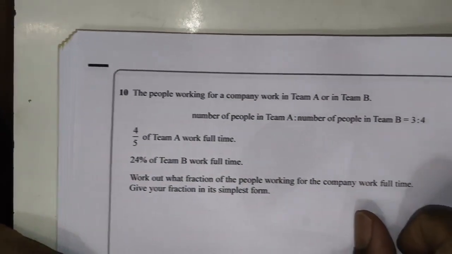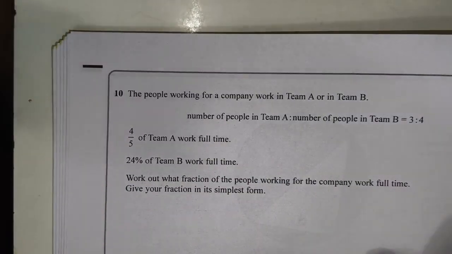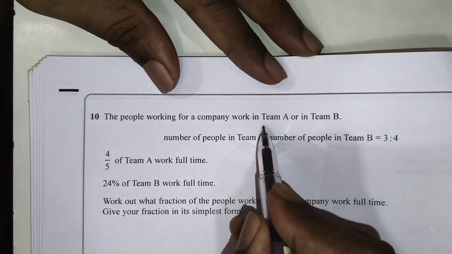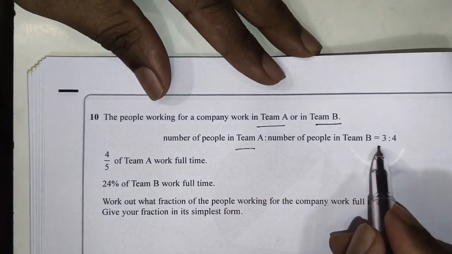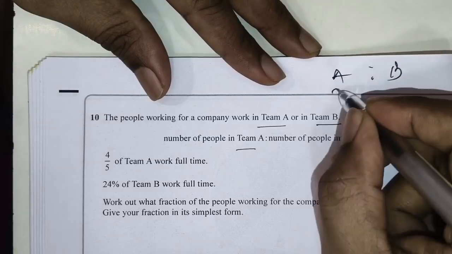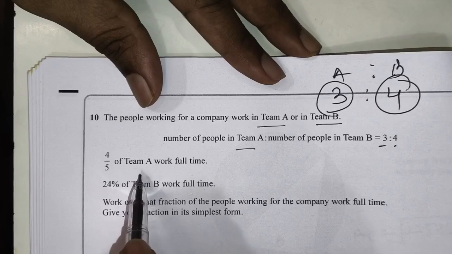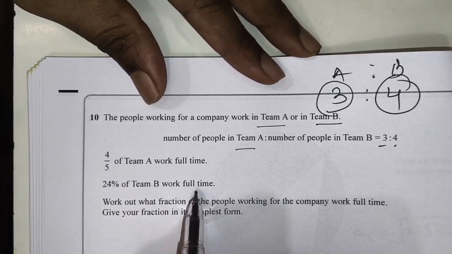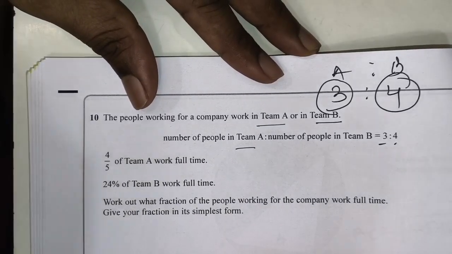Let's go to the next one. Another very important question on speed time work, generally not asked in GCSE, but if it is asked, be sure how to solve it. People working for a company work in team A or team B, no problem. Number of people in team A to number of people in team B is 3:4. 3:4 is the ratio, correct? 4/5 of team A work full time, correct? And 24% of team B works full time. Give what fraction of the people working for the company work full time. Give your answer in simplest form.